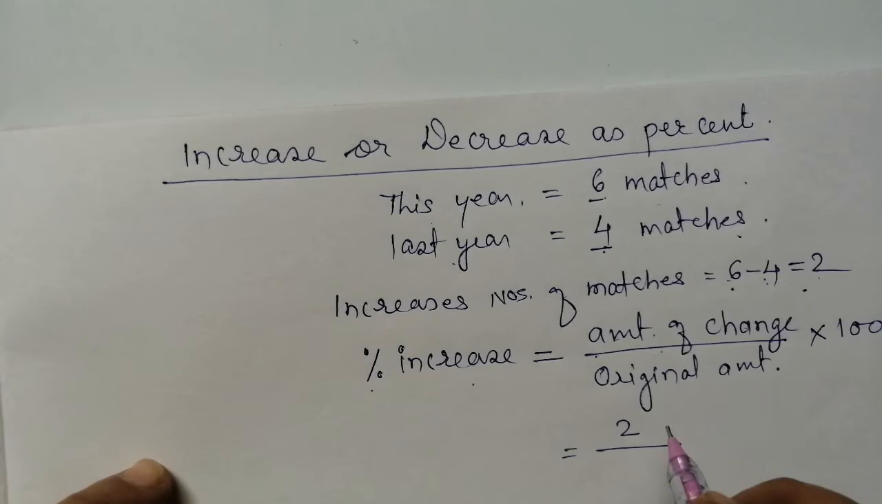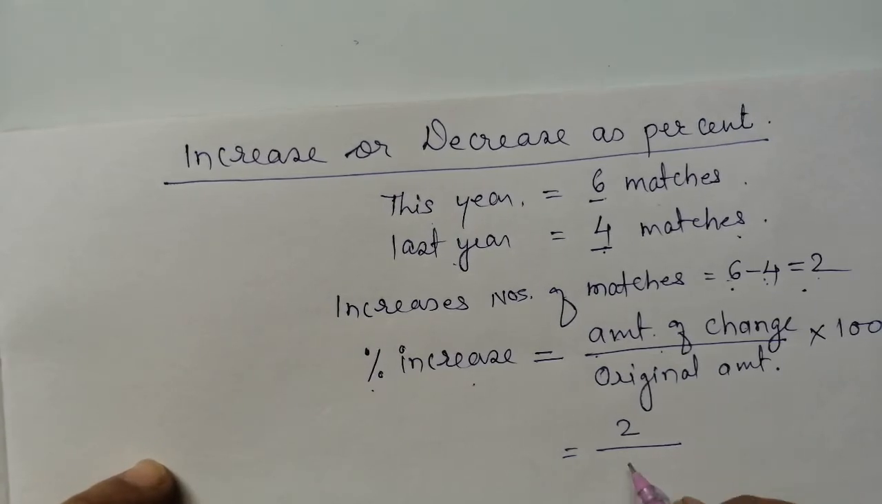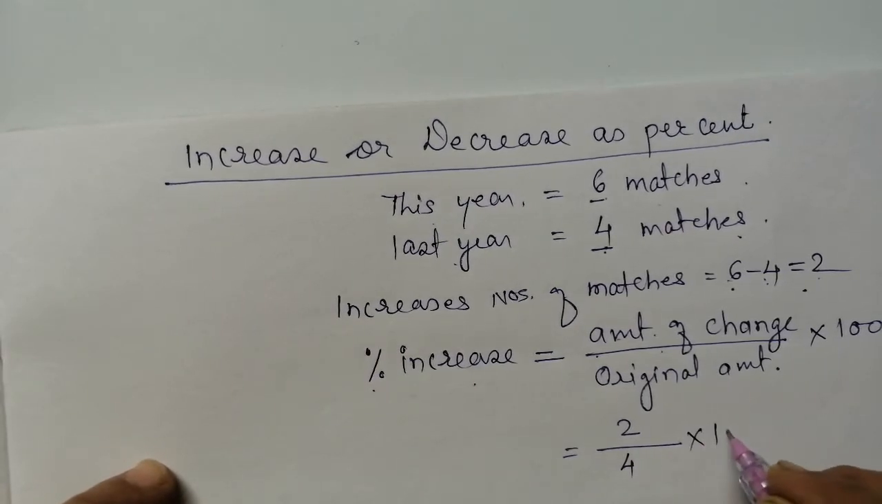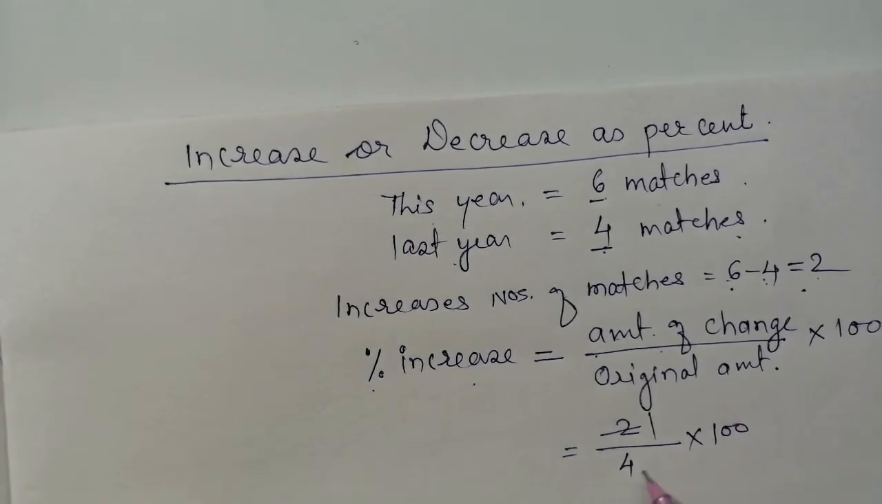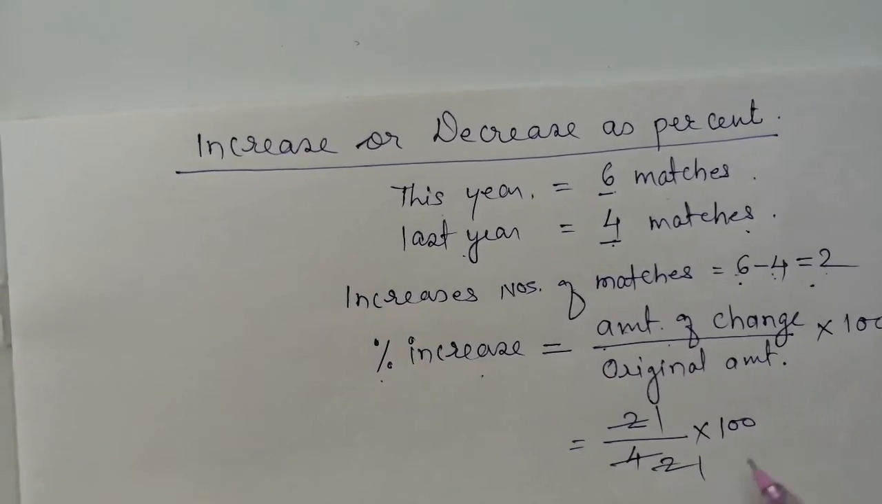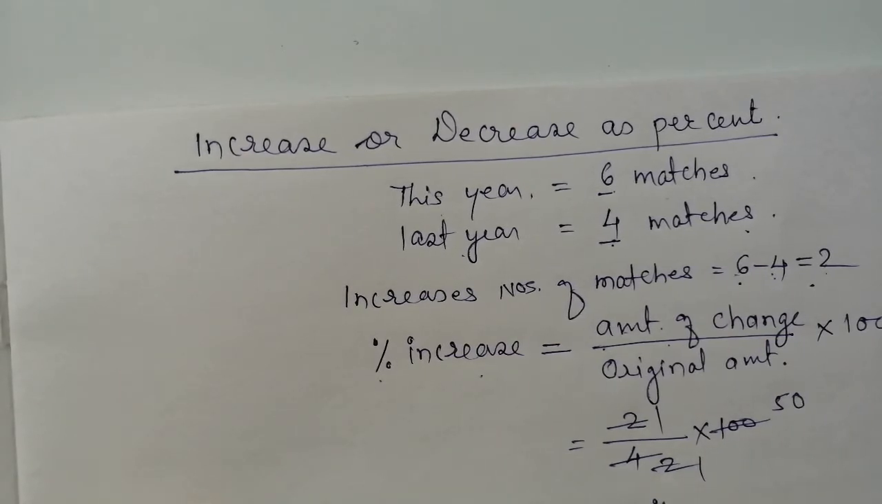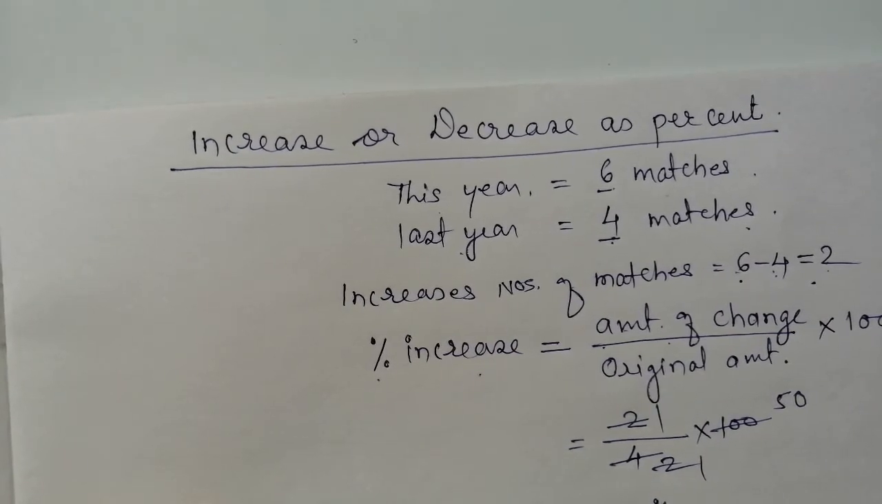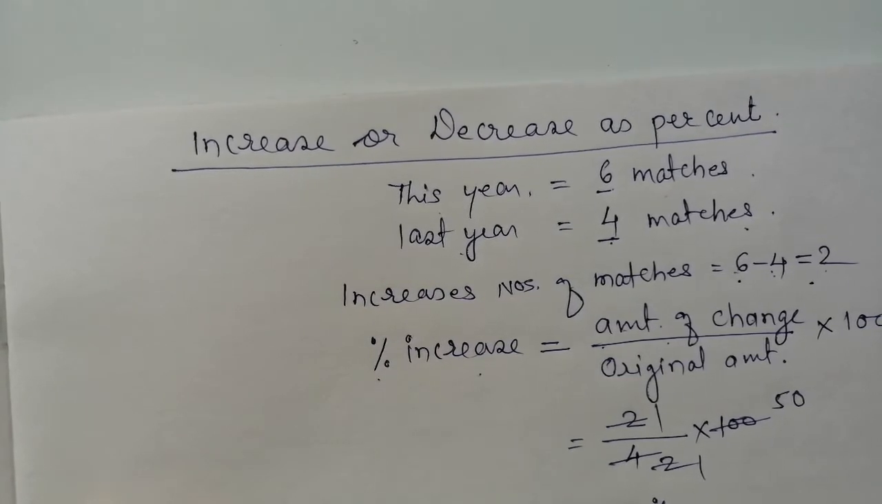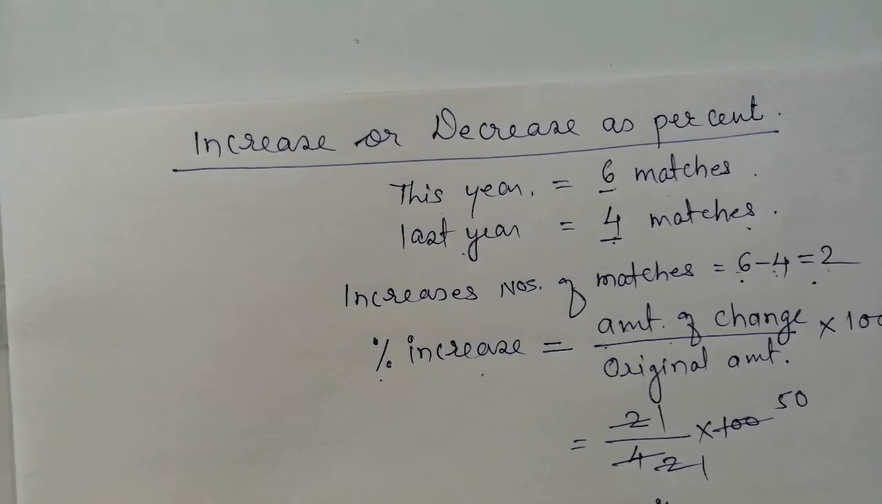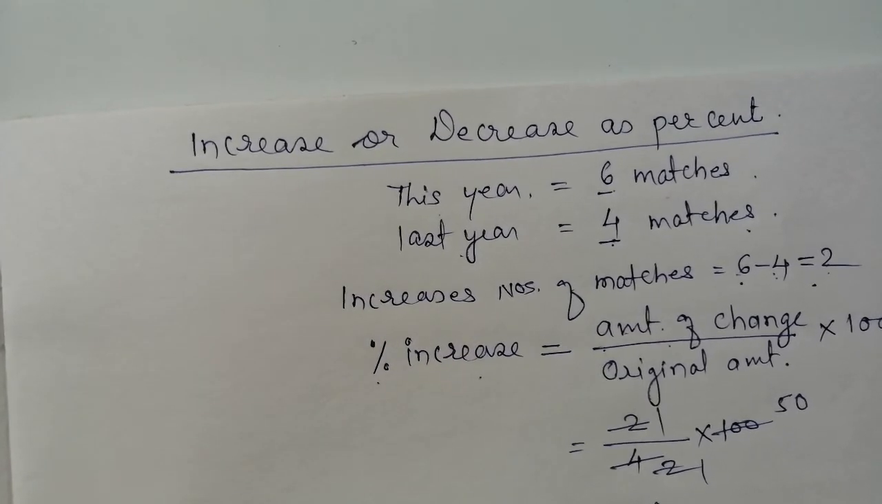Original matches won. That is 4 multiplied by 100, because we are going to convert it into 100. 1, 2, 5, 0, that means 50% matches. That means we can say that 50% more matches the school won this year.